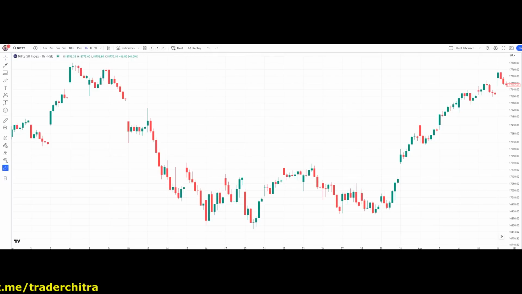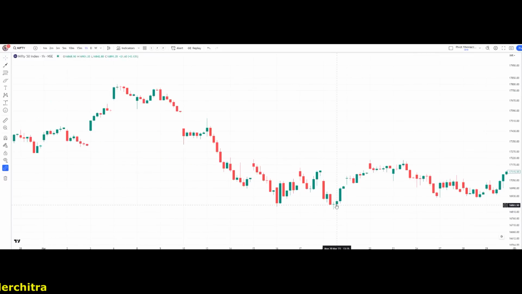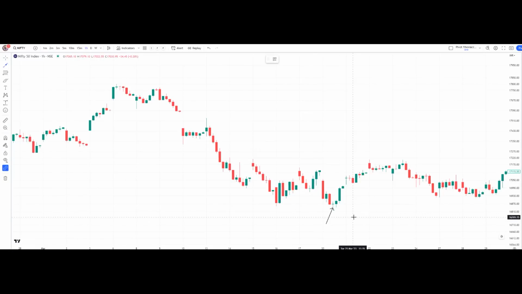How to find the bottom of the trend? Here we can see this candle. This is a doji candle, and also we have the two candles. What is the first candle? This is the first candle. So this is the first candle and this is the second candle.